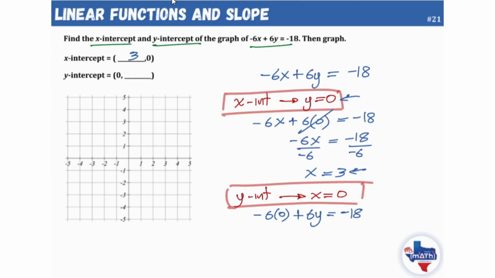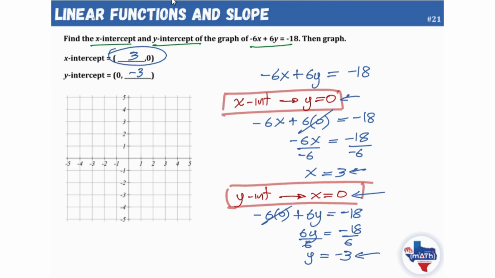So 6 times 0 is 0, and I'll have 6y equals negative 18. Divided by 6 on both sides, and then I have y equals negative 3. So this is telling me that when my x is 0, my y equals negative 3.